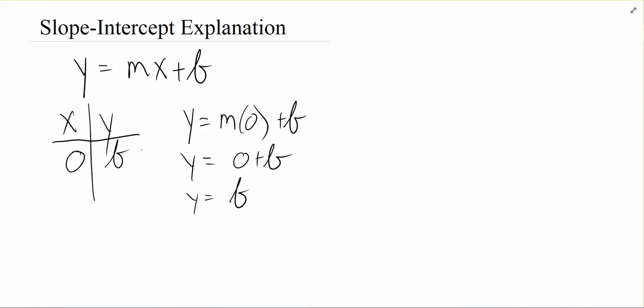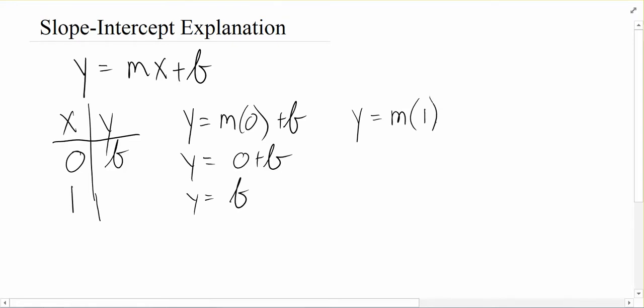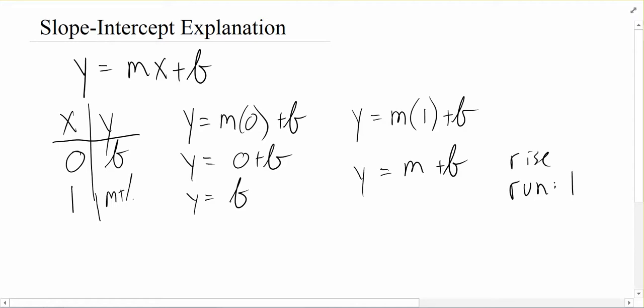Now, we could also look at plugging in an x value of 1, and let's see what happens when we do that. When I plug in an x value of 1, we get y equals m times 1 plus b, or m plus b. So what this is telling me is that when I run by 1, the y value is m plus b. How much bigger is this second y value than the first? It's bigger by m. So this is saying when I run 1, I rise by m.